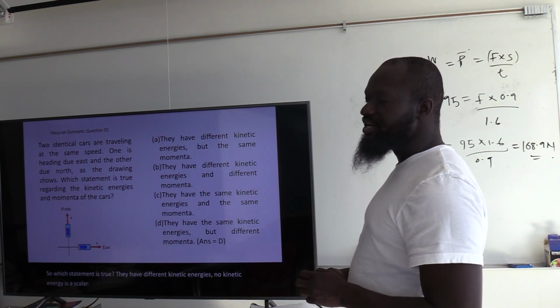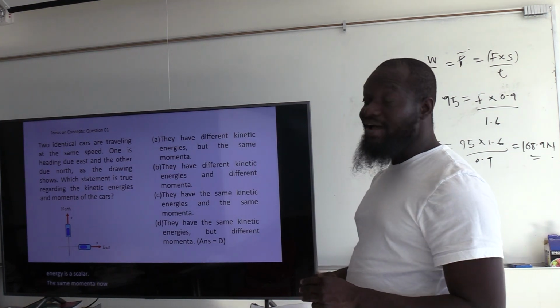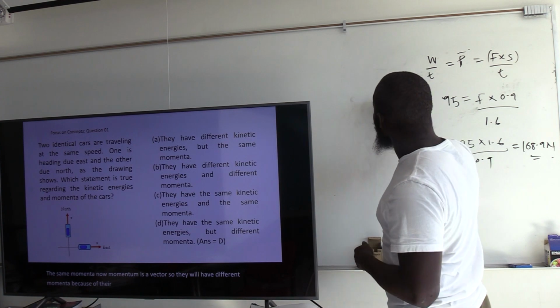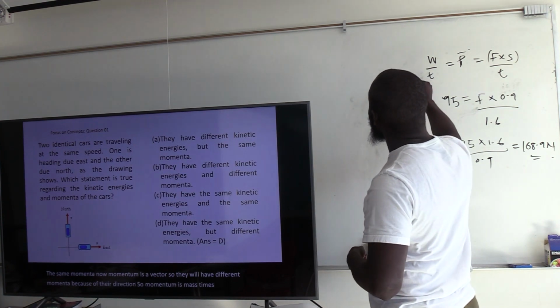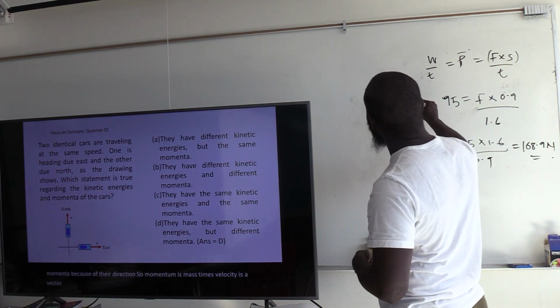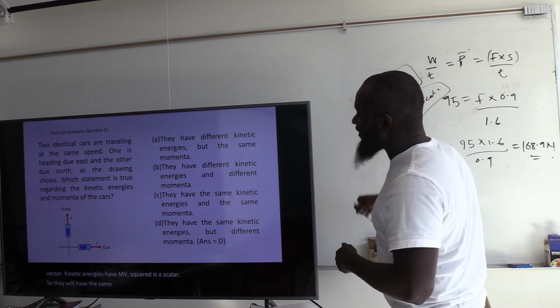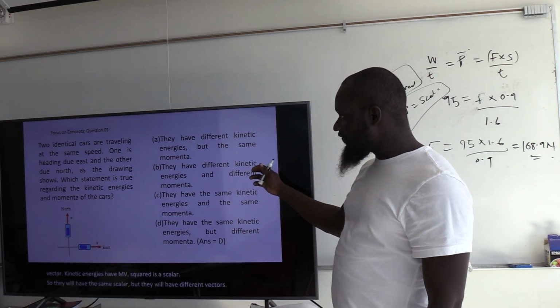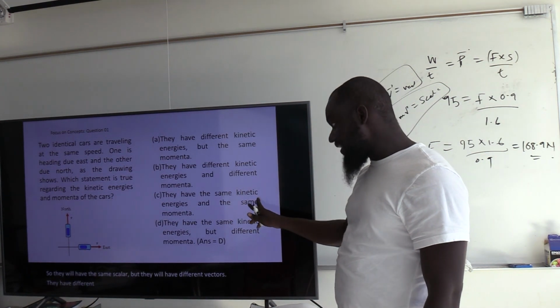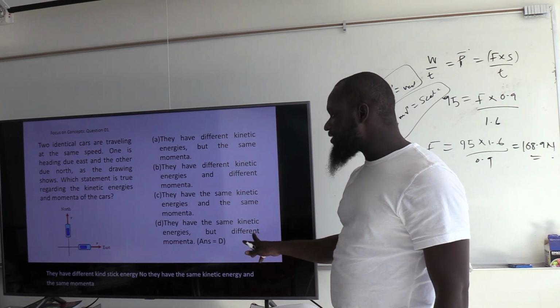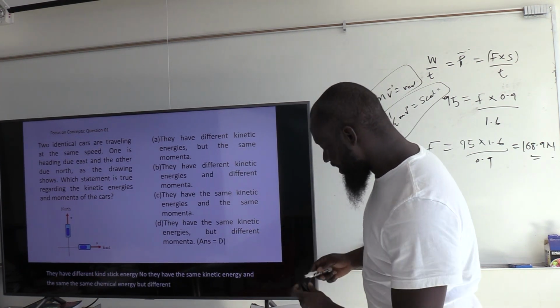The same momentum? No. Momentum is a vector, so they'll have different momenta because of their directions. Momentum is mass times velocity, a vector. Kinetic energy is half mv squared, a scalar. So they have the same scalar, but different vectors. Different kinetic energy? No. The same kinetic energy and the same momentum? No. The same kinetic energy but different momentum. D, that's the correct one. The last one. Okay.